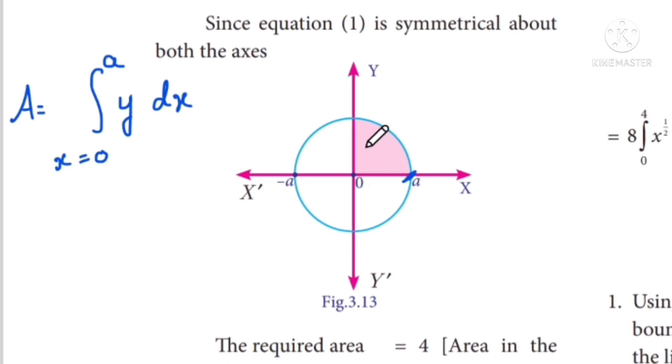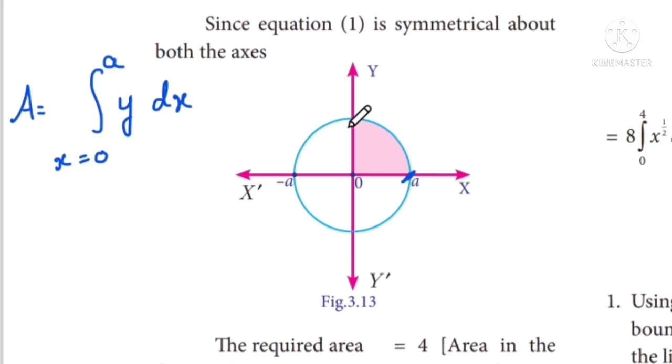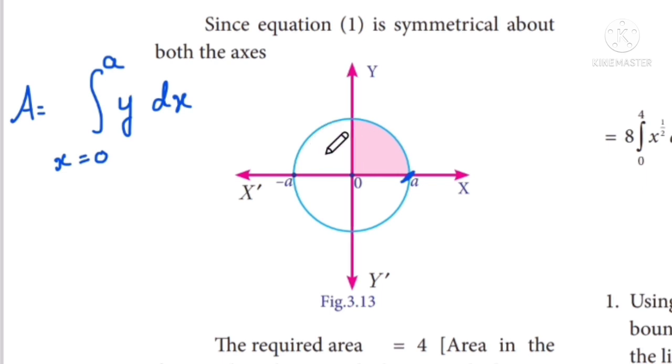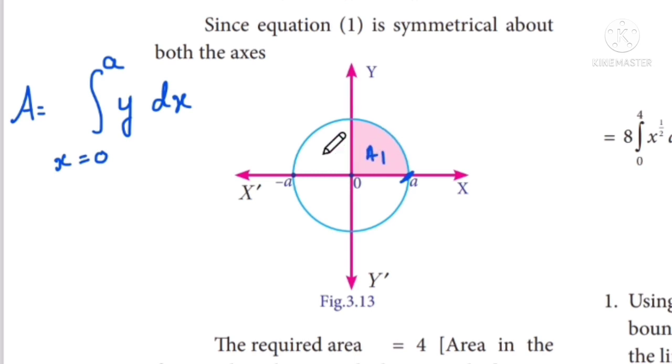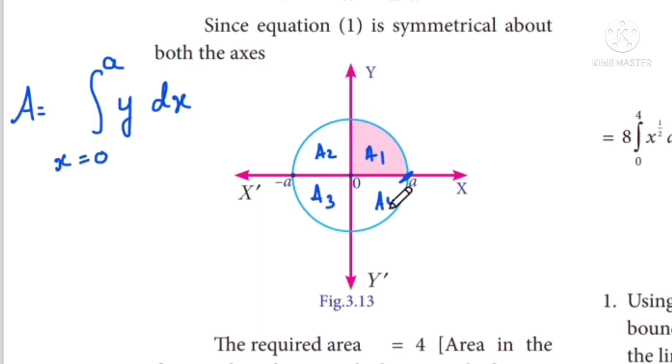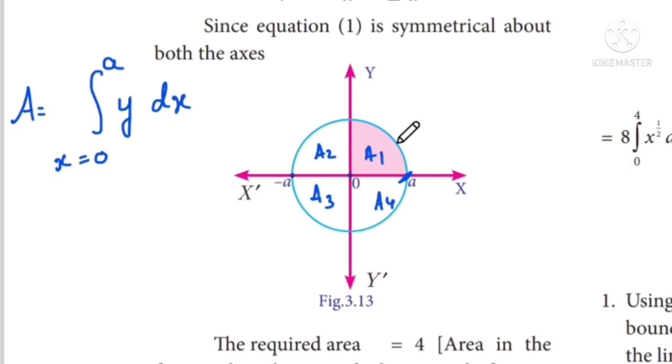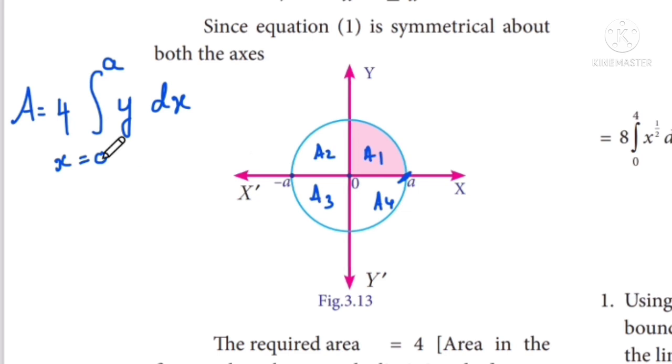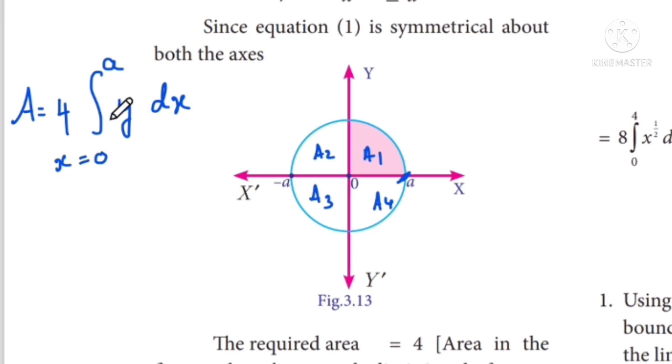Only this part, but we need the area of the full circle, not 1/4 of a circle. So what we do is multiply by 4. Suppose I take these as A1, A2, A3, A4. All these 4 are equal because of symmetry, so just multiply by 4. So the area of the circle is 4 times the integral from 0 to a of y dx. You find this area and then multiply by 4.